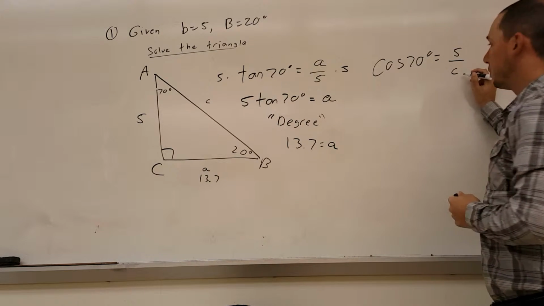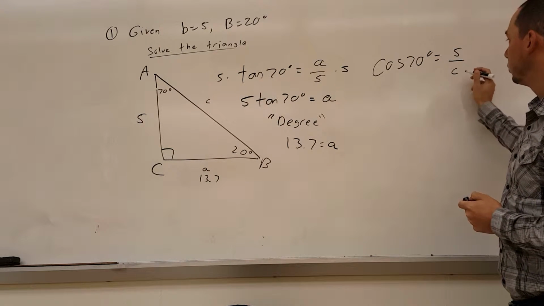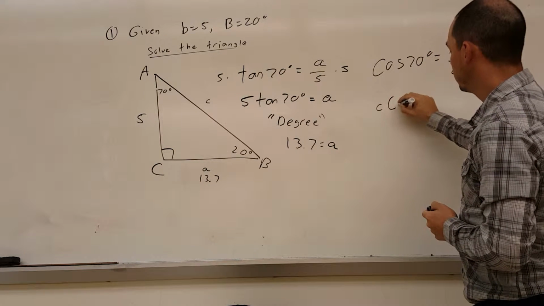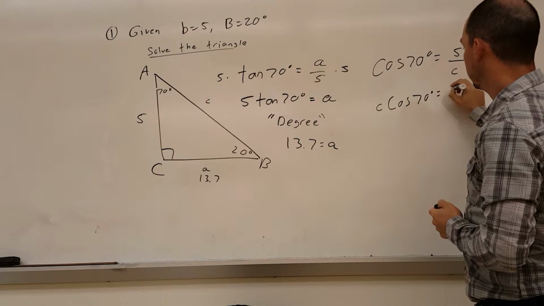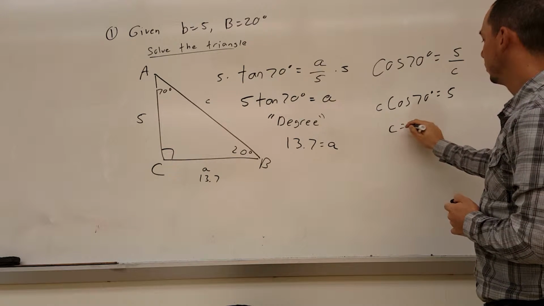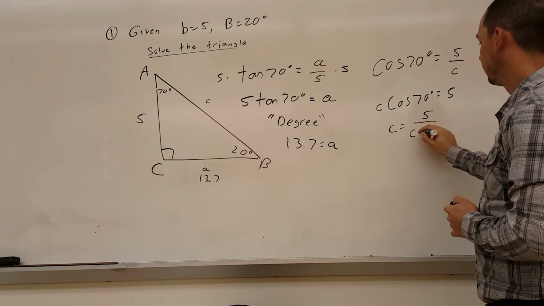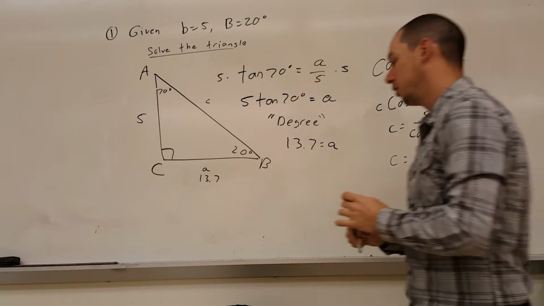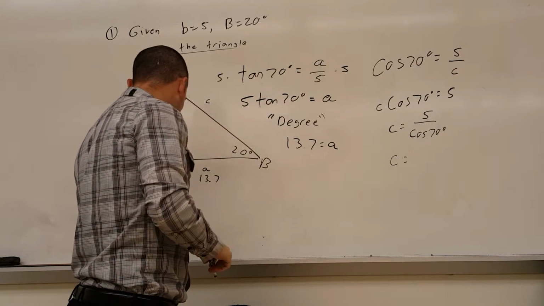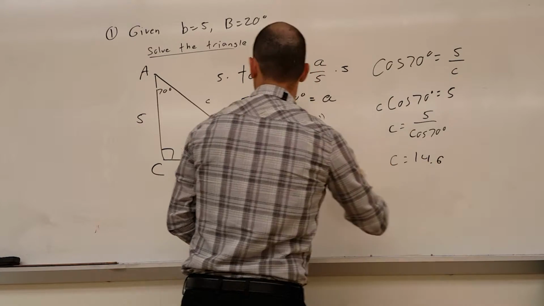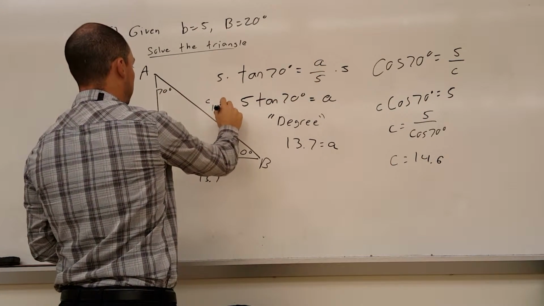Okay. My variable's in the denominator, that's not good. Multiply both sides by c. So I get little c times cosine of 70 is equal to 5. Divide by cosine 70. Okay. Again, calculator, and you'll get c is about 14.6. And we're done.